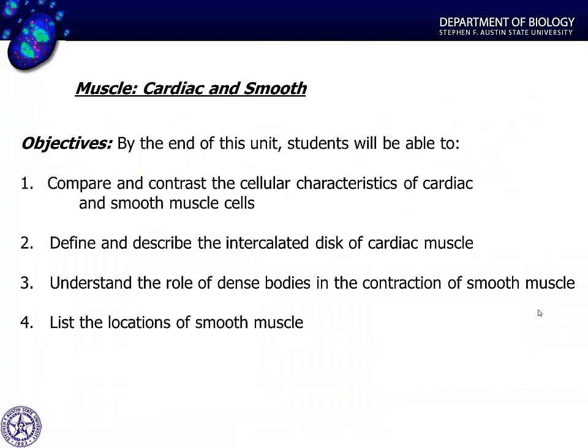So our objectives, we're going to compare and contrast the cellular characteristics of cardiac and smooth muscle. We're going to define and describe the intercalated disc. Now remember, these are those junctional complexes between cardiac muscle cells with a transverse and lateral portion, so we'll need to understand those locational differences and the molecular differences we find within each one of those. We're also going to understand the role of dense bodies in the contraction of smooth muscle, and then we're going to list the locations of smooth muscle throughout the body.